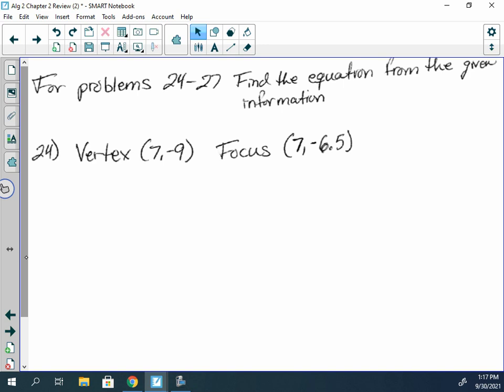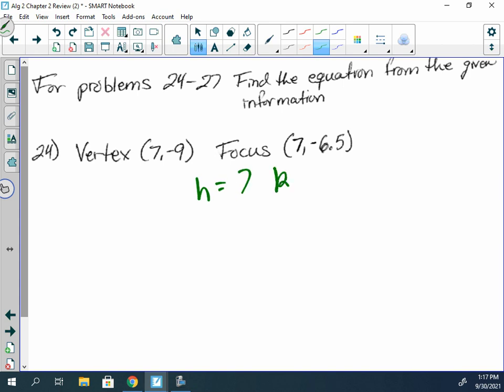We can do 24. So they tell us the vertex is (7, -9). Well, that tells us H is 7 and K is -9, because this is H comma K. Well, for the focus, the H value stayed the same. It's still 7, isn't it? So it's H comma K plus P.